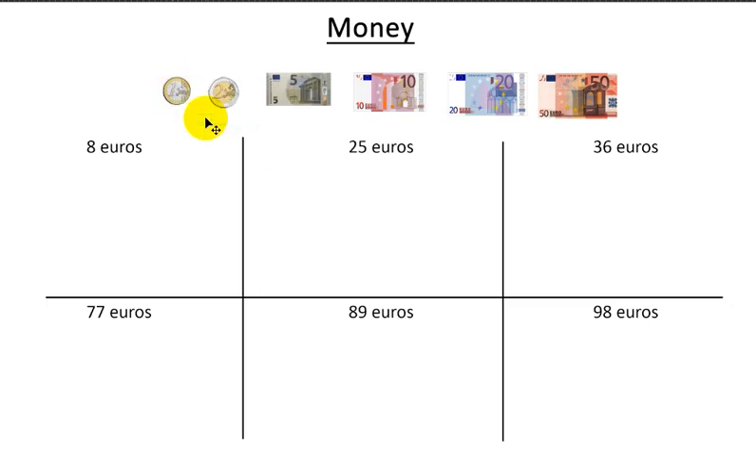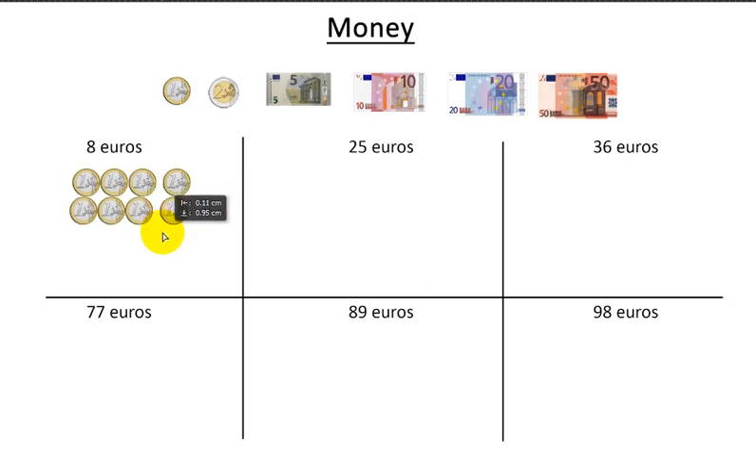Now, I could just take this and make 8 1 euro coins like that, and then let's make, sorry about that. There you go, 8 euros. 8 euro coins, that's 8 euros, right?